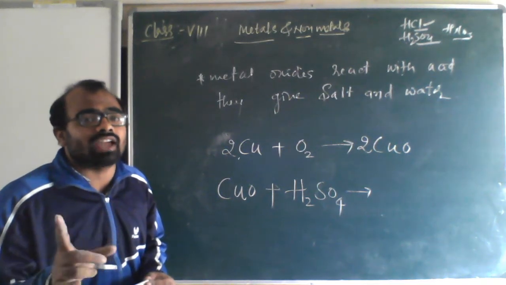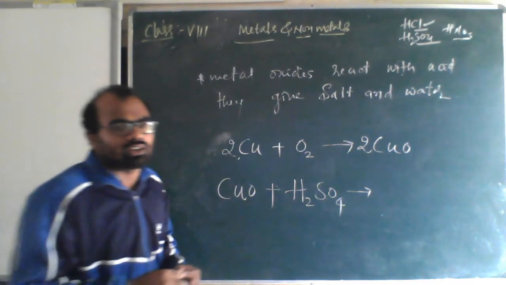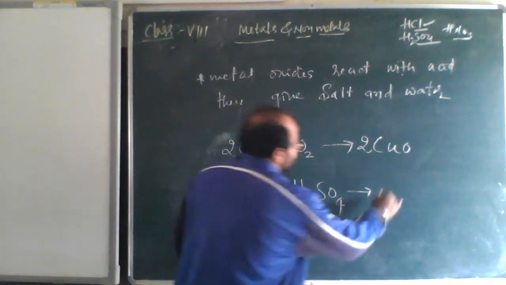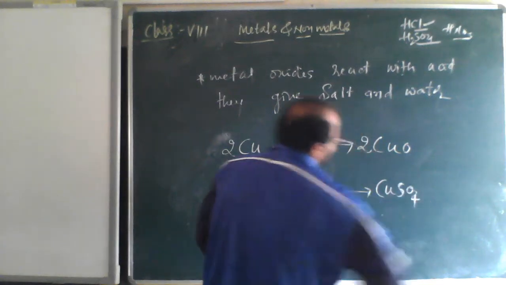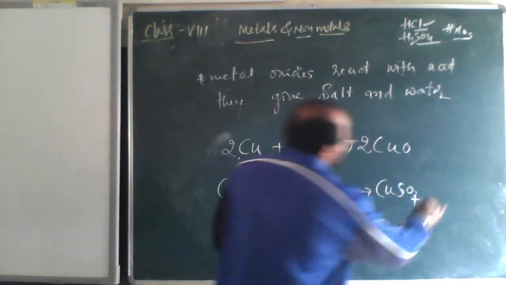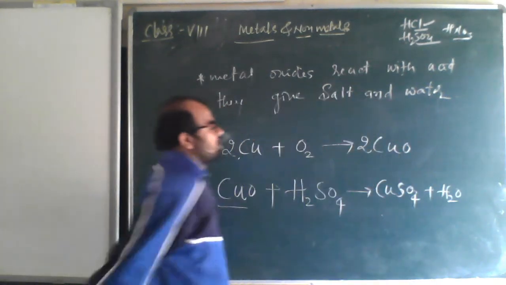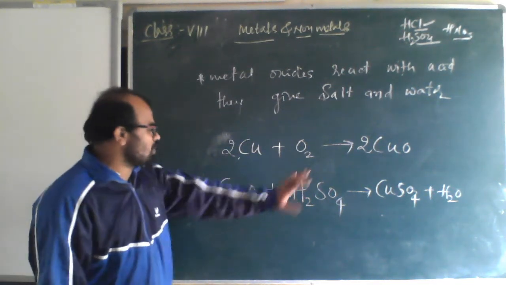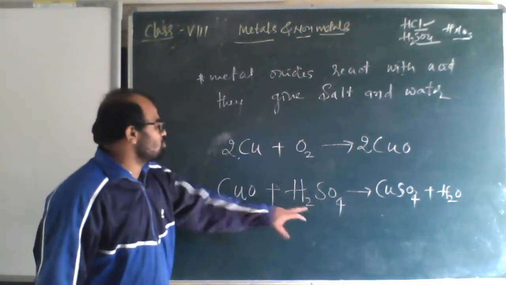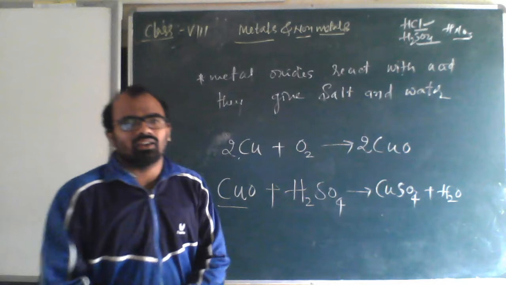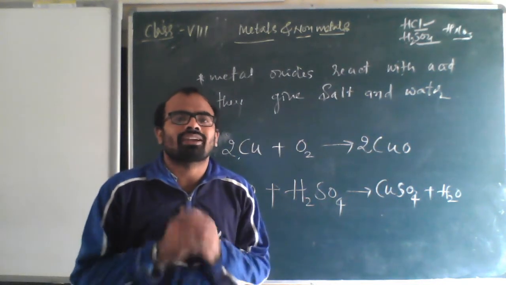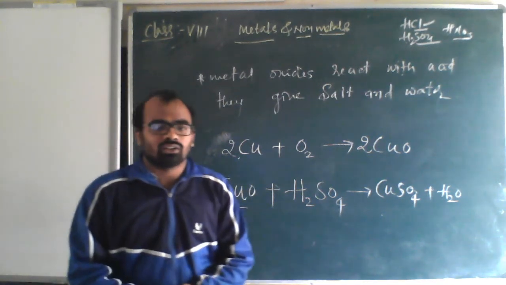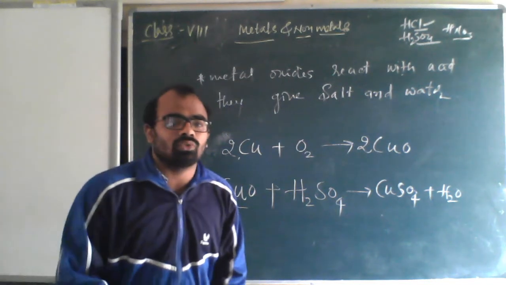What will they do? Metal oxides react with acid and give salt and water. So what is my salt? Metal with sulfate, chloride or nitrate. Here sulfate is there, so I will write the metal with sulfate: CuSO4 along with water. CuSO4 plus H2O. I think there is no need to balance, it is already balanced. One Cu, one Cu, one SO4, one SO4, H2O has 2 H on both sides. So metal oxides react with acid and give us salt and water.